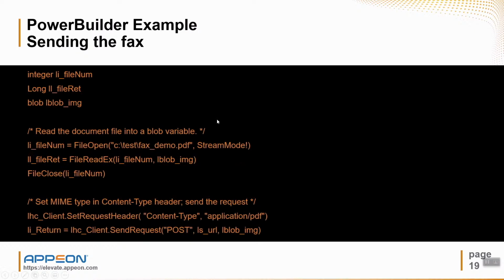So to actually send the fax, we're going to read a PDF document into a blob variable. So here's our file open, our file read into a blob. Then we're going to use HttpClient and set the request header content type to application PDF. And then we're going to call send request using a post method. We'll send our URL and we'll send the blob containing the PDF document.